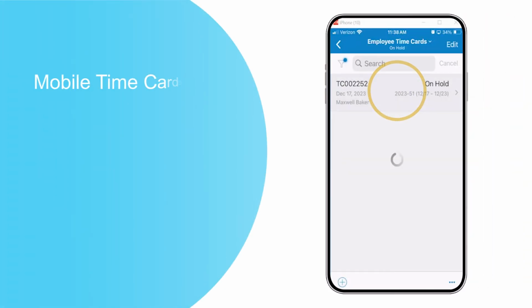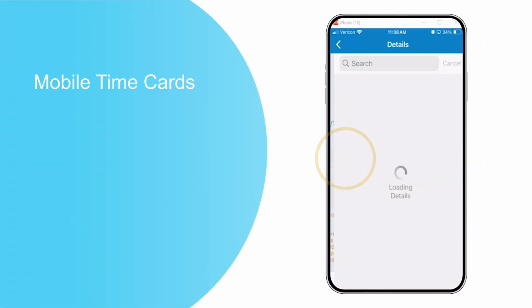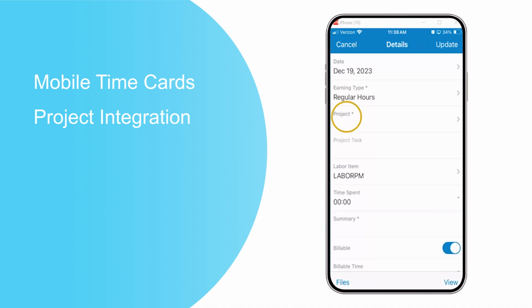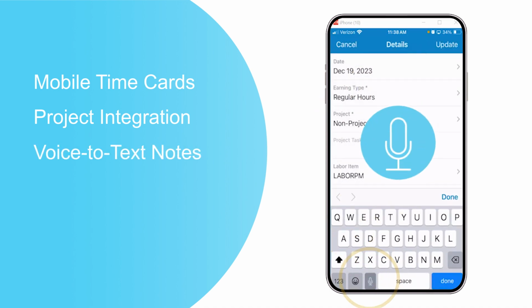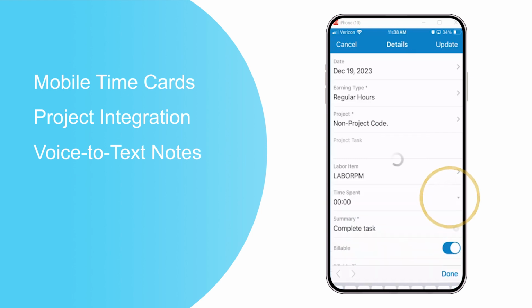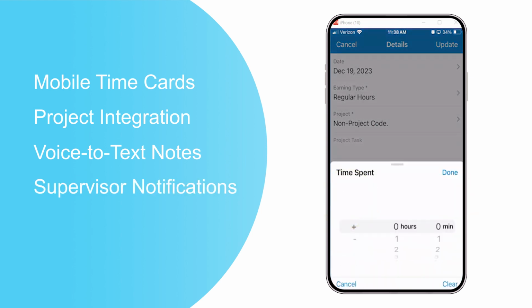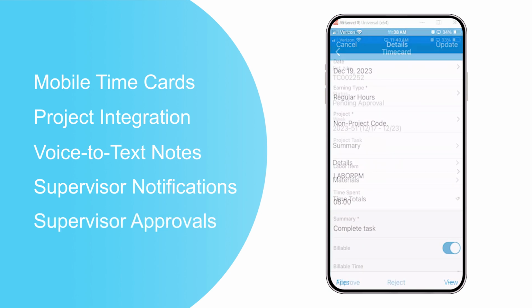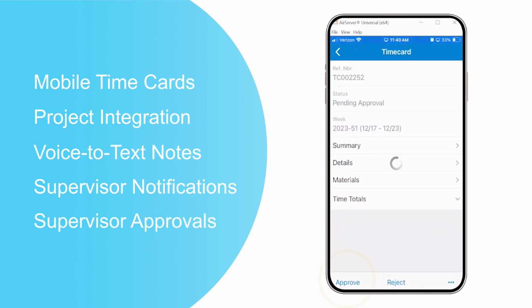Easily create new time cards via mobile devices. You can associate time with projects and tasks with notes. You can even use voice to text to enter comments from the phone. Supervisors receive mobile notification for time cards that require their approval. They can quickly review details and either approve or reject time cards.